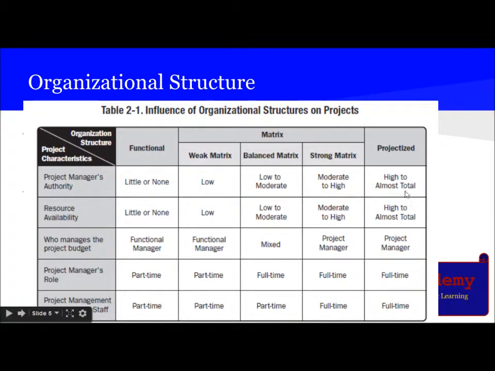In projectized, the project manager's authority is high to almost total. Resource availability is high to almost total. Project budget is managed by the project manager, and the project manager's role is full time, and their staff is also full time.